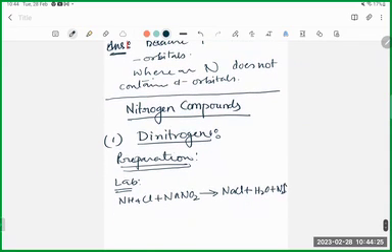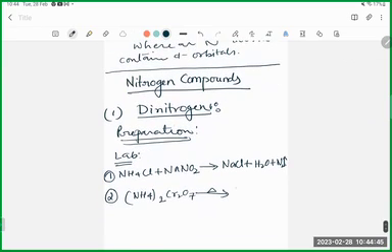Okay, it is clear. This is the first way. The second way, we can have ammonium dichromate, (NH4)2Cr2O7. When we heat this compound, it decomposes into chromic oxide, Cr2O3, water, and nitrogen, dinitrogen gas. Clear? Here we need 4H2O. That's all.